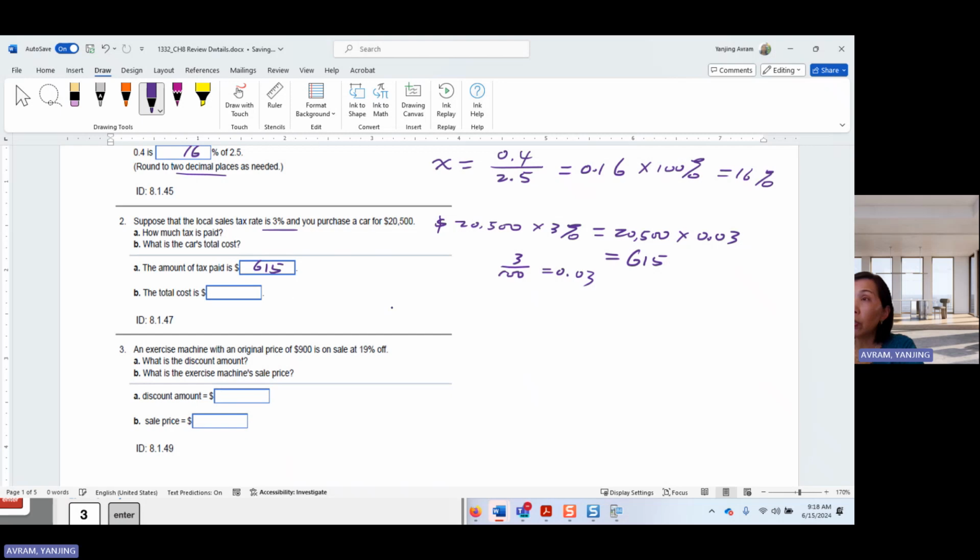What is the total cost for the car? Well, you have to pay the amount of 20,500 plus tax, right? The tax is 615. So that will give you $21,115. Okay. So that would be $21,115 for the total cost of the car.